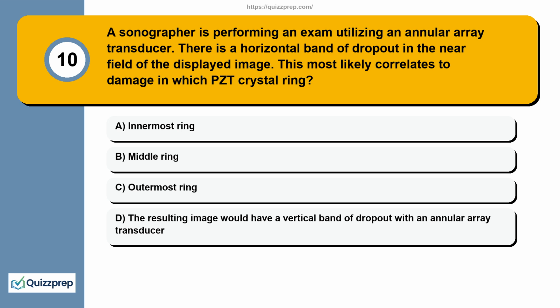Question 10. A sonographer is performing an exam utilizing an annular array transducer. There is a horizontal band of dropout in the near field of the displayed image. This most likely correlates to damage in which PZT crystal ring: innermost ring, middle ring, outermost ring. The resulting image would have a vertical band of dropout with an annular array transducer.